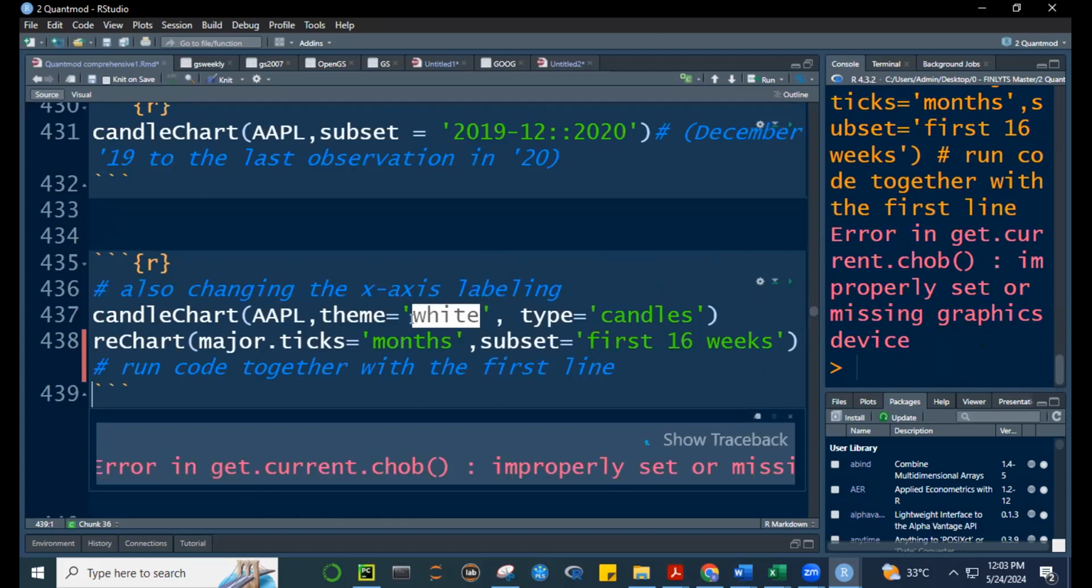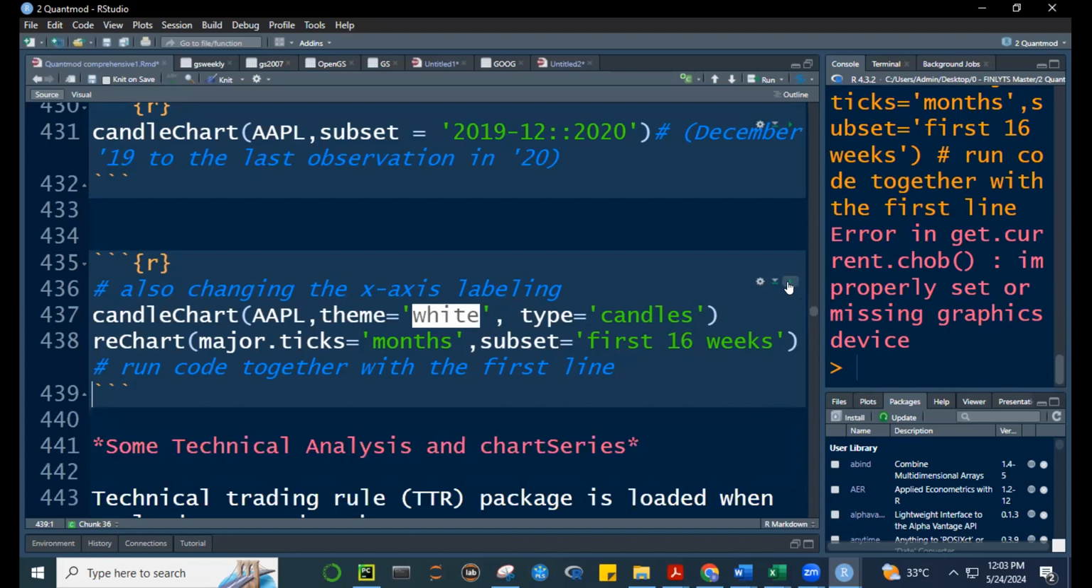What is reChart? What is reChart? It has no context. But if you run this together, here, together in one code chunk, if I run this, if I click this, then it will automatically run both. Of course, it will run the first line first, then the second line. So it now has a context. The reChart here is for the candle chart. Okay? And then you make the major ticks as months, and then you only subset the first 16 weeks, because the first one is for the whole period, 2007 until 2024. Okay? So, I run this.